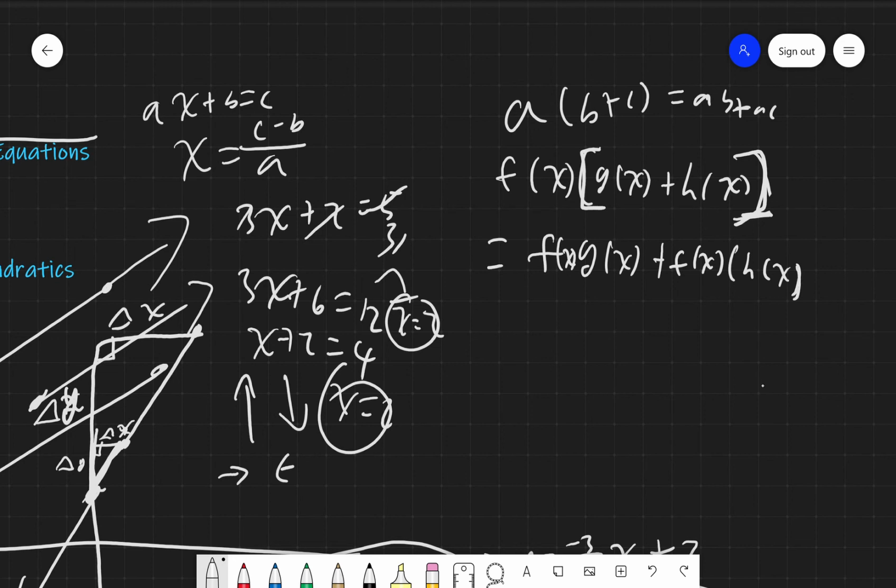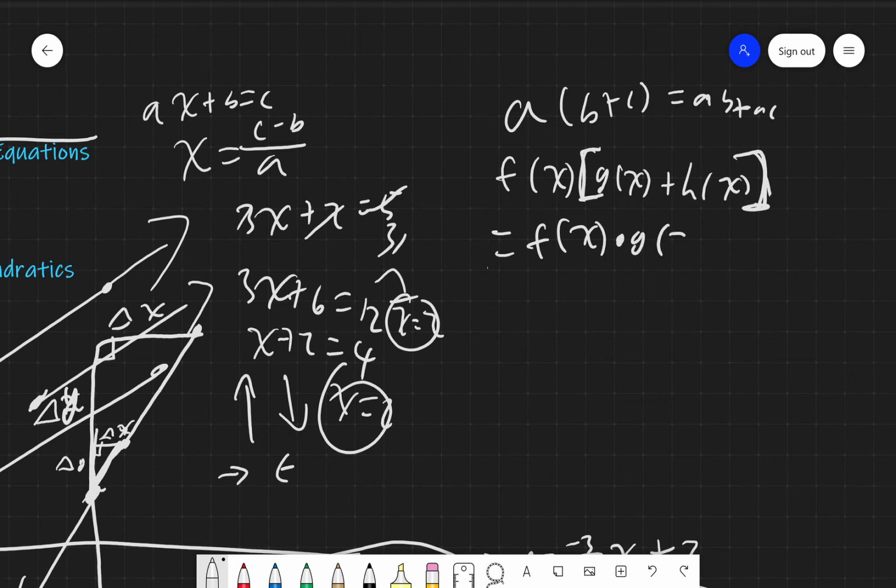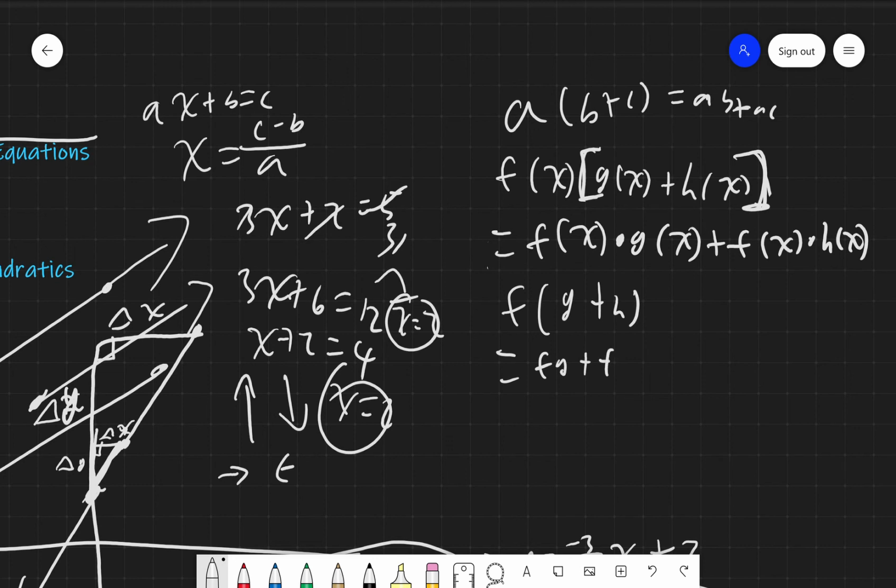I'm going to rewrite that, sorry. That was not that good handwriting. So we have that that's equal to f of x times g of x plus f of x times h of x. So you're still distributing it. In short, we can write that f times (g plus h) equals fg plus fh. Alright, and that's the same as before.